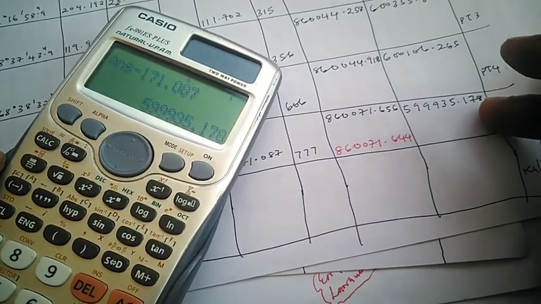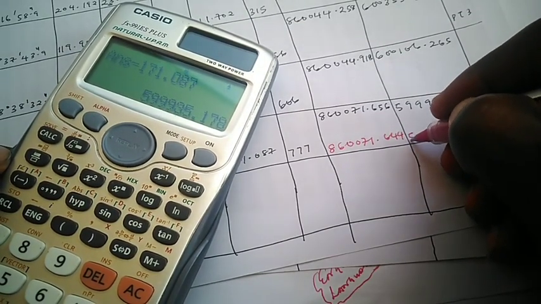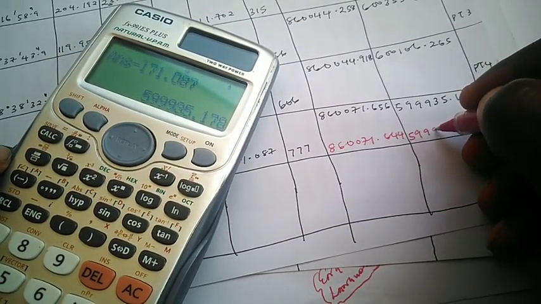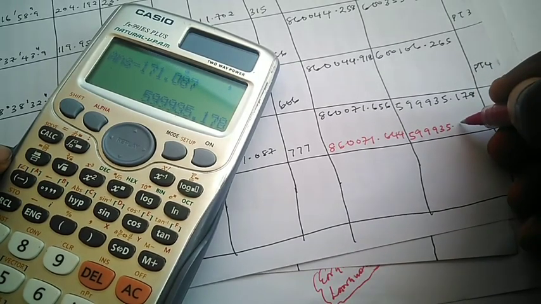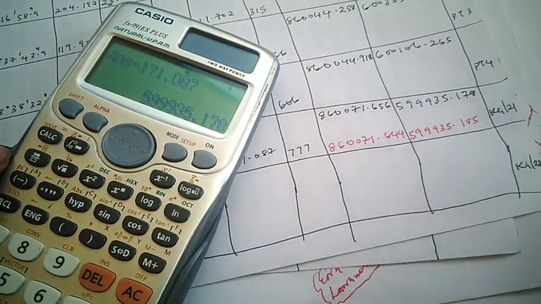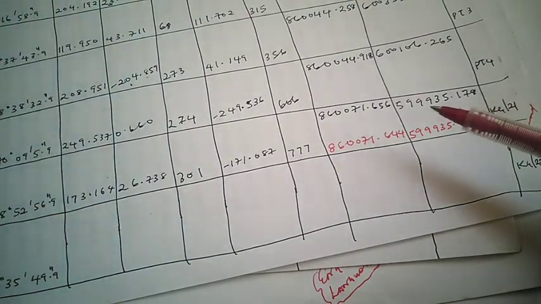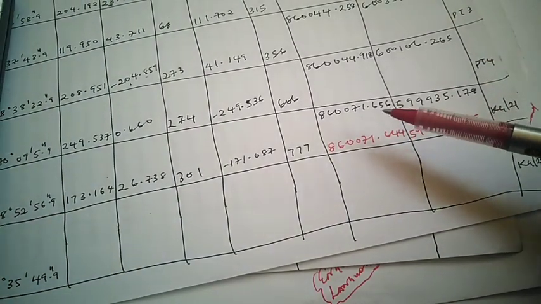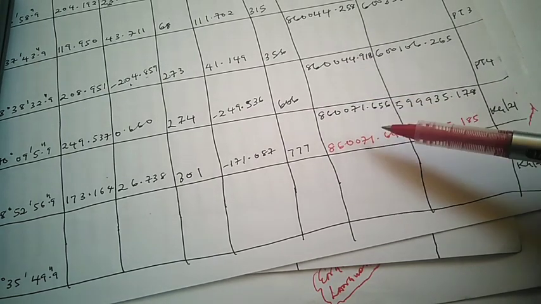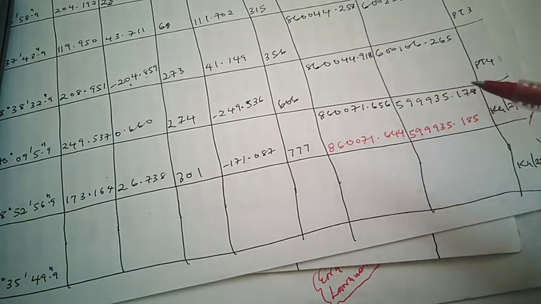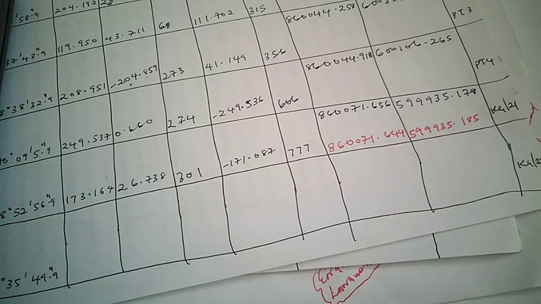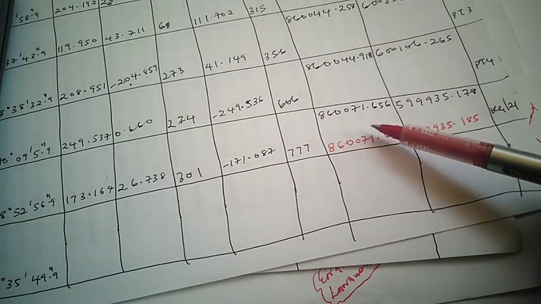860,071.644, whereas the eastern value is 599,935.185. So with these values now, we can measure the difference between what we got and what we are supposed to get. Remember, that was the same principle I used to explain the misclosure in angle when we were starting our forward computation.